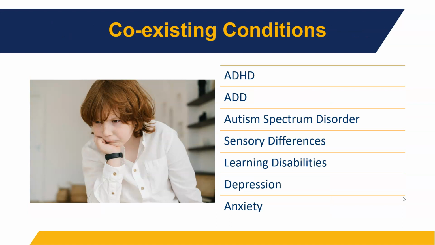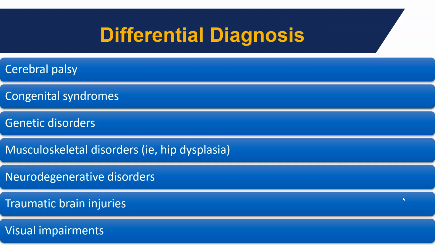There are coexisting conditions that commonly occur with developmental coordination disorder. Some of them are ADHD, ADD, autism, sensory differences, learning disabilities, depression, and anxiety. And so here are some conditions that it's important to rule out or make a differential diagnosis. Cerebral palsy, congenital syndromes, genetic disorders, musculoskeletal disorders, neurodegenerative disorders, traumatic brain injuries, and visual impairments.